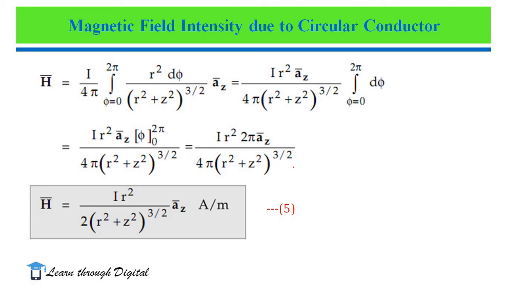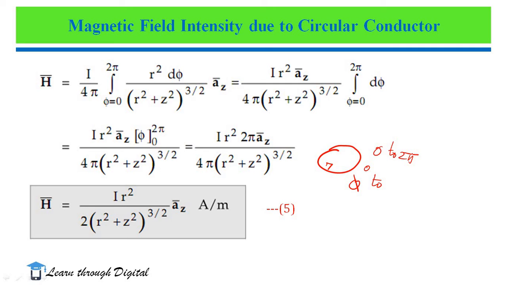Next we find the total magnetic field intensity. So here we integrate over the entire length. Here we consider the circular loop, so phi is 0 to 2 pi. Now we are going to integrate over the entire length, integrating with respect to phi. Therefore I by 4 pi integral of phi is equal to 0 to 2 pi r square d phi by r square plus z square power 3 by 2 az vector.